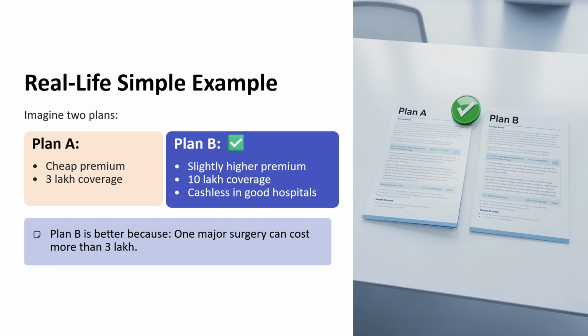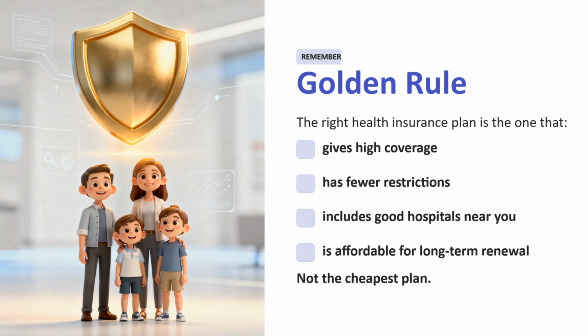Imagine you have two plans. Plan A, cheap premium, 3 lakh coverage. Plan B, slightly higher premium, 10 lakh coverage, and cashless in good hospitals. Plan B is better because one major surgery can cost more than 3 lakh. So the golden rule is: the right health insurance plan is the one that gives high coverage, has fewer restrictions, includes good hospitals near you, and is affordable for long-term renewal, not the cheapest plan.